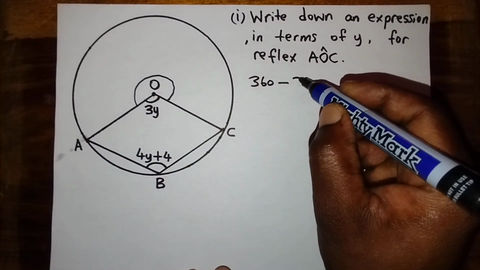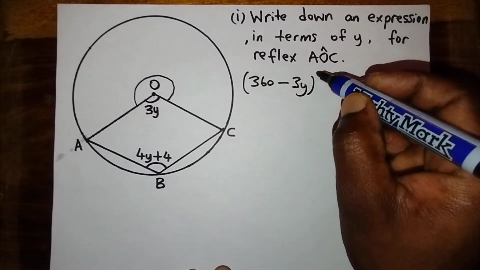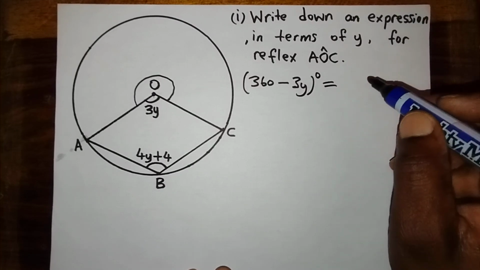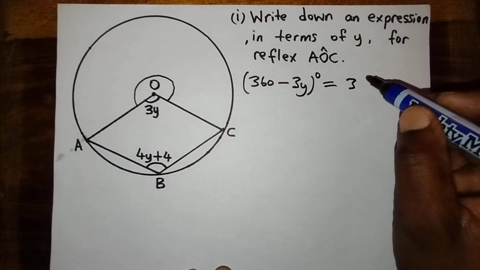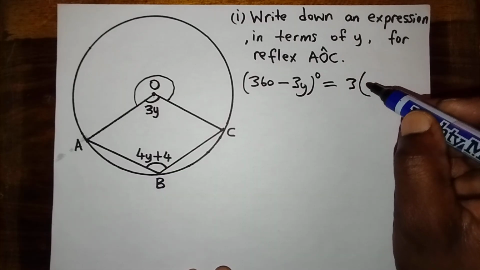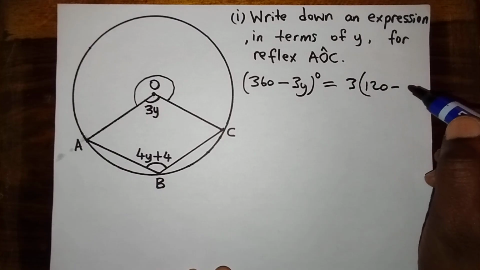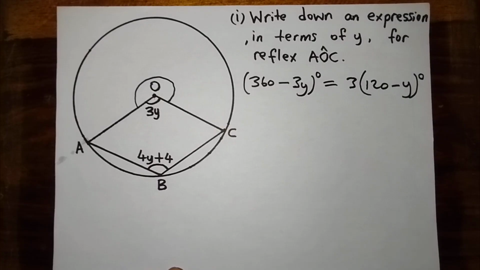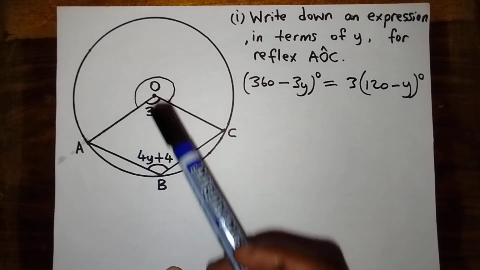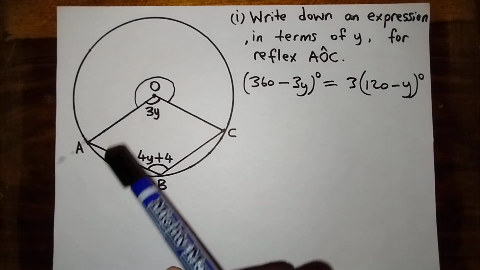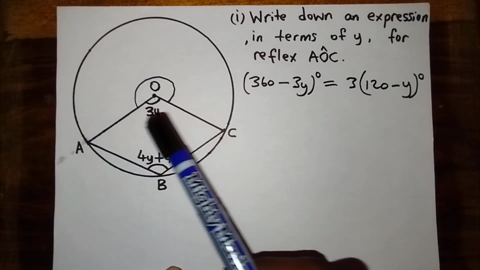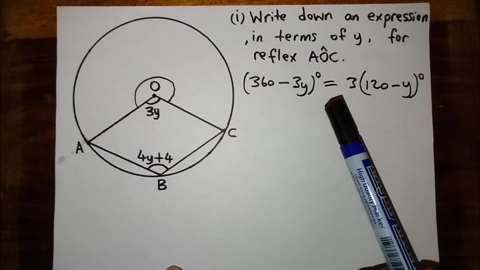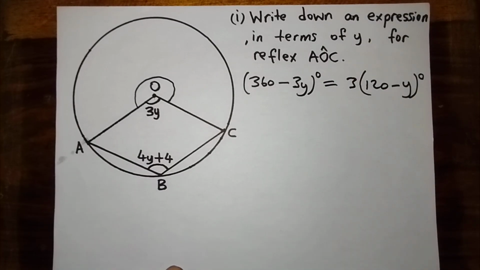minus 3y. Okay? And if we factorize, we factor 3 out, and then in the brackets we remain with 120 minus y degrees. So we use the fact that there are 360 degrees right round, so we remove 3y from 360 degrees and we remain with the value of reflex angle AOC, which is equal to 3 multiplied by 120 minus y degrees.